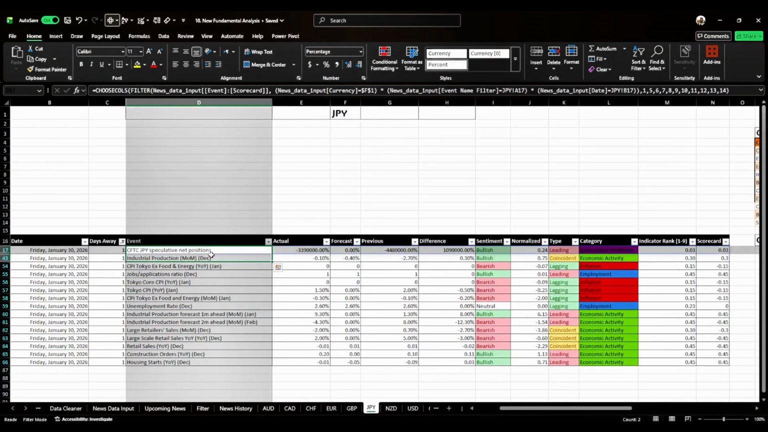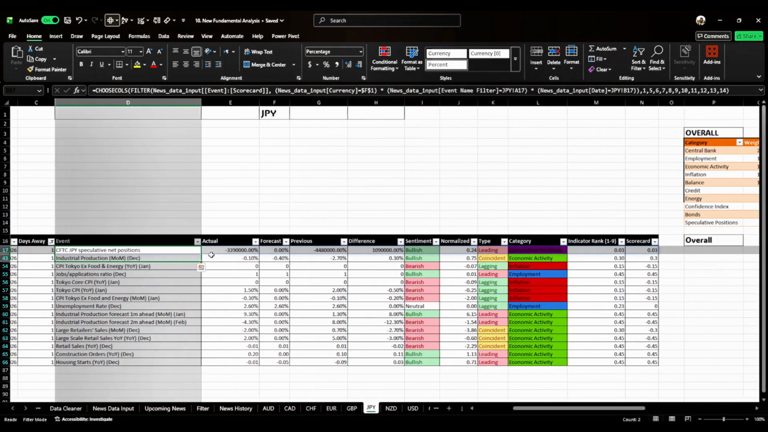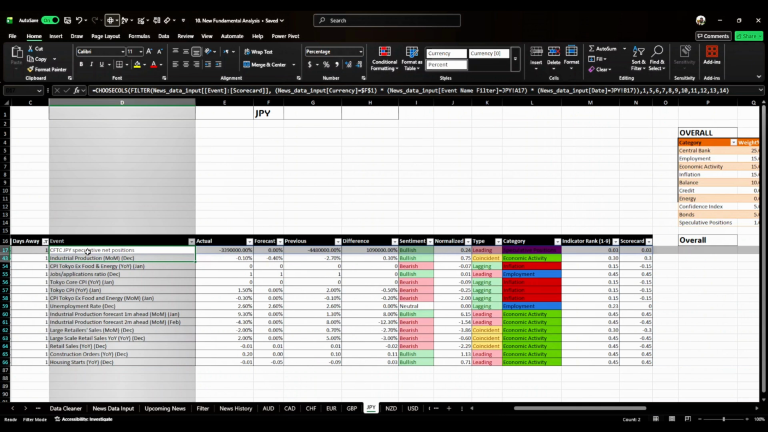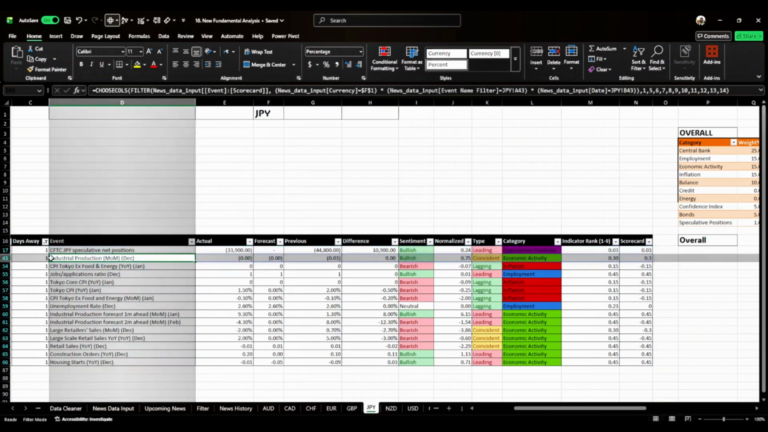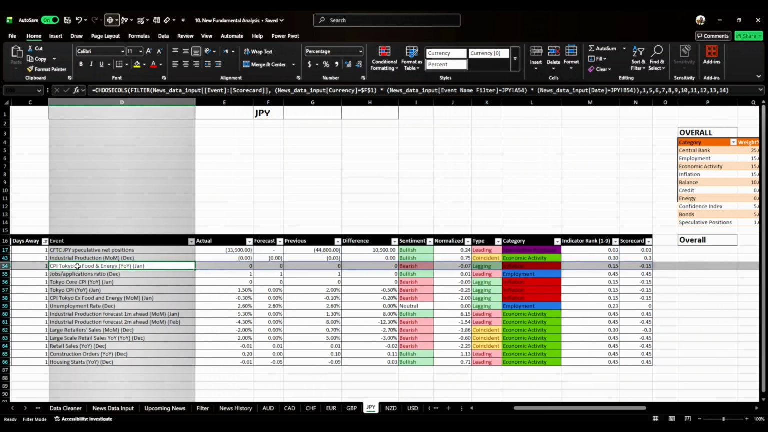The Japanese yen, they had a lot of news from just yesterday, right? They had a speculative stance being bullish, right? It's a bullish stance, as you can see right here. The industrial production month over month is bullish, so they produced better than they expected, right? Better than expected. The Tokyo food and energy year over year for January now is bearish.